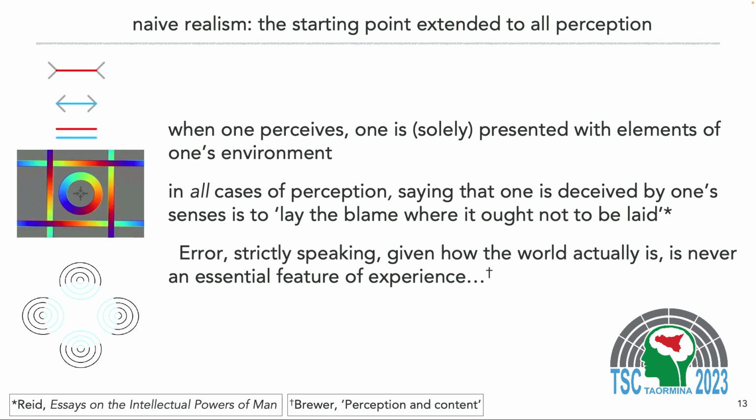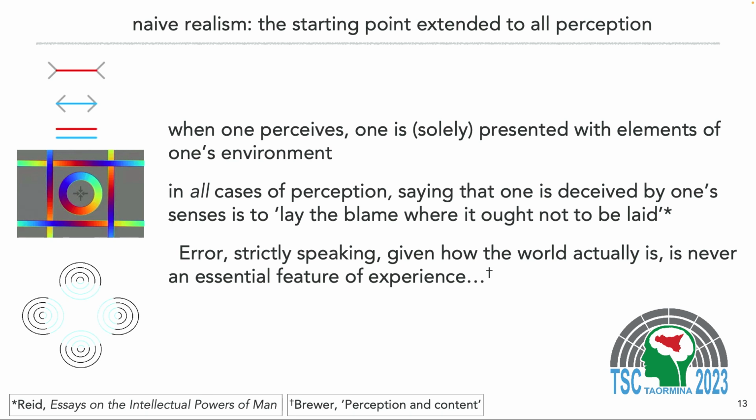So when one perceives, even if I'm perceiving what is in fact a blue banana, although it looks yellow, one is solely presented with elements of one's environment, according to the naive realist. In all cases of perception, saying that one is deceived by one's senses is, to quote the Scottish philosopher Thomas Reid, to lay the blame where it ought not to be laid. Or to quote the contemporary naive realist Bill Brewer, error, strictly speaking, given how the world actually is never an essential feature of experience.